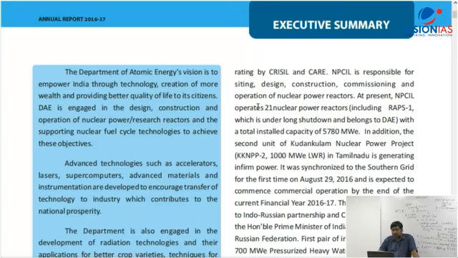Now, the same paragraph. DAE is engaged in the design, construction and operation of nuclear power and research reactors, and the supporting nuclear fuel cycle technologies to achieve these objectives.